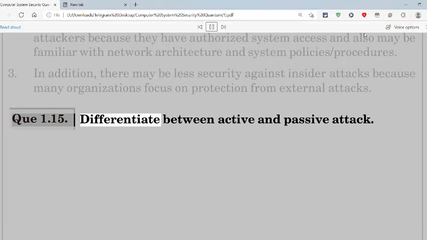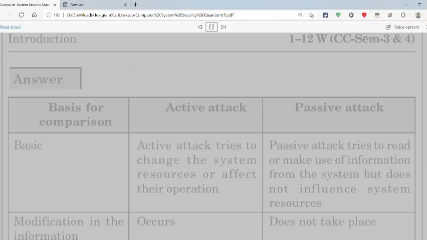K1.15. Differentiate between active and passive attack. Answer. Basis for active attack, passive attack comparison.